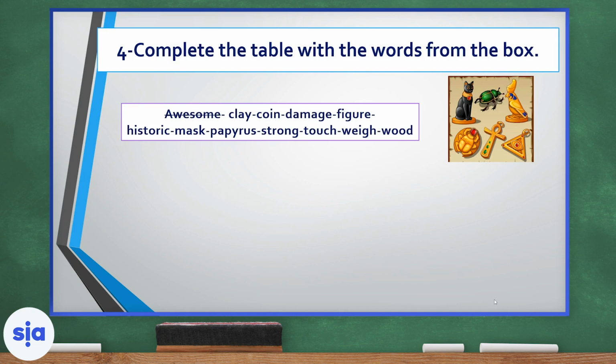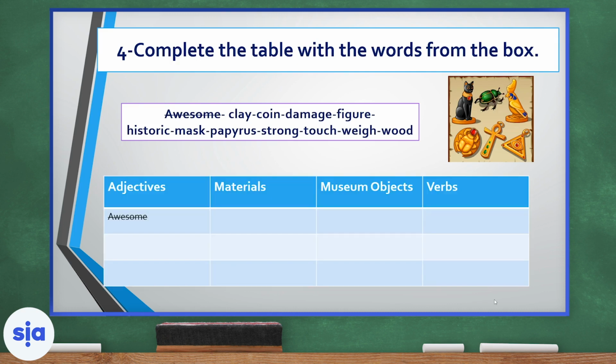And the second part of the sentence is actually in the past simple tense. Now, I'd like you to complete the table with the words from the box. The first one is done for us. We're going to sort the words according to whether they are adjectives, materials used to create things, museum objects, or verbs. The first one is done for us, which is awesome. Awesome is an adjective we use to describe something that is extremely great.